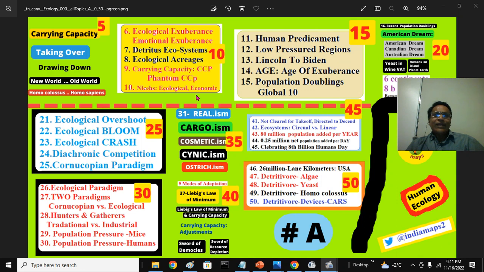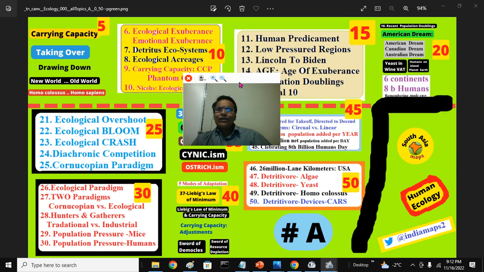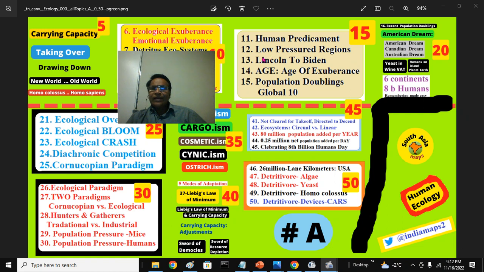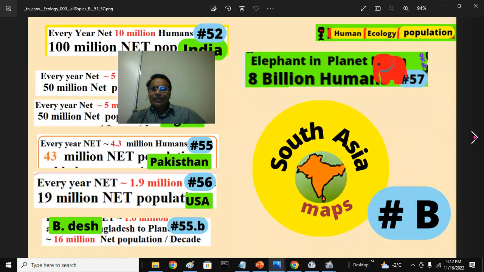What are the niches? Ecological niches, economic niches, social niches, political niches. The ecological overshoot, bloom and crash, diachronic competition, cornucopian paradigm, and so on. And population, human predicament, human impasse, low pressured regions that have very low carrying capacity like Alaska, Siberia, so on, years of exuberance and all those things we discussed before.